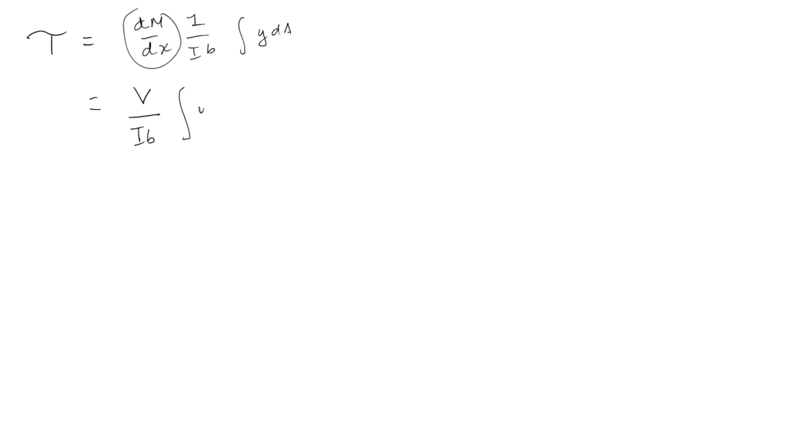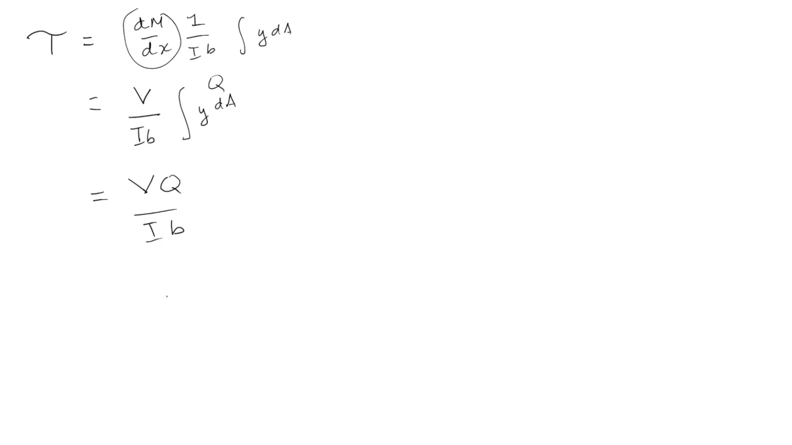So let's clean that up. Tau then is dM/dx times 1 over Ib times the integral of y dA. Now we know what dM/dx is? dM/dx is V. So it's V over Ib, the integral of y dA, and we're going to denote this by Q. So it'll be VQ over Ib.